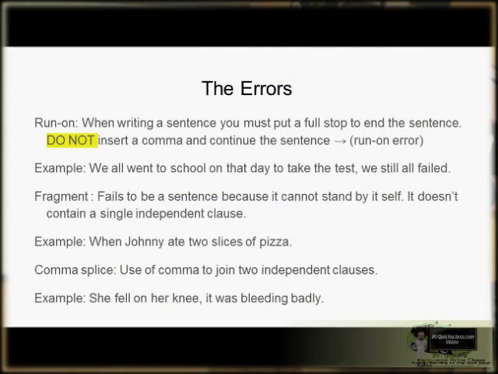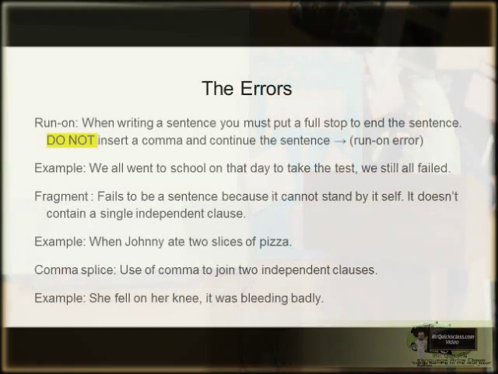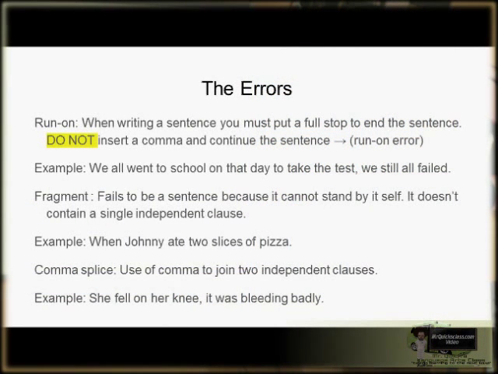The fragment sentence fails to be a sentence because it can't stand by itself, and it doesn't contain a single independent clause. Example: when Johnny ate 2 slices of pizza. There is no independent clause and it can't stand by itself. And finally, the comma splice is the use of a comma to join 2 independent clauses. Example: she fell on her knee, it was bleeding badly.